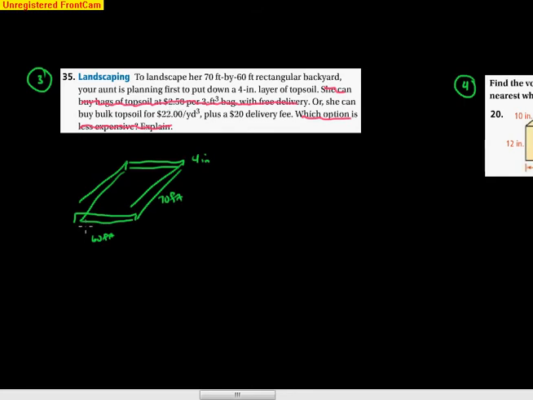There are many ways to go about doing this. Here's how I'm going to show you. This is in feet, that's in inches. Let's convert this to feet. So 1 foot is 12 inches, and 4 inches is less than a foot. So we're going to do 4 divided by 12, and you get 1/3, and that's feet. So this is going to be 1/3 of a foot.